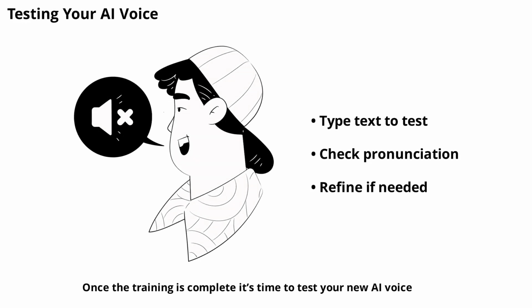Once the training is complete, it's time to test your new AI voice. Most platforms allow you to type in text and hear it spoken in your cloned voice. Try out different sentences to see how well the AI captures your tone and style. Listen for accuracy in pronunciation and emotion. If something doesn't sound quite right, some platforms let you retrain or provide additional samples for improvement.